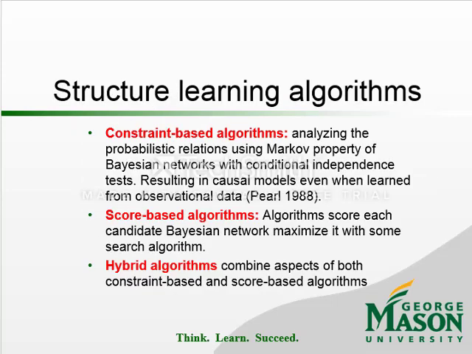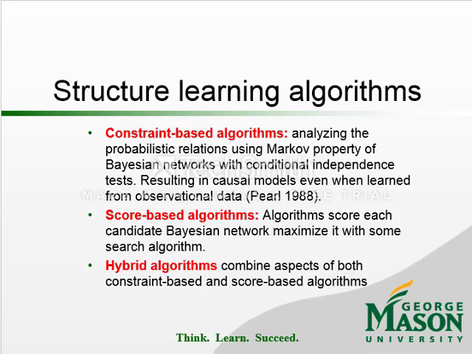So let's talk about structure learning algorithms. There are three types of structure learning algorithms: constraint-based, score-based, and hybrid. The constraint-based algorithms learn the network structure by analyzing the probabilistic relations using the Markov property of Bayesian networks with conditional independence tests, and then constructing a graph which satisfies the corresponding d-separation statements.